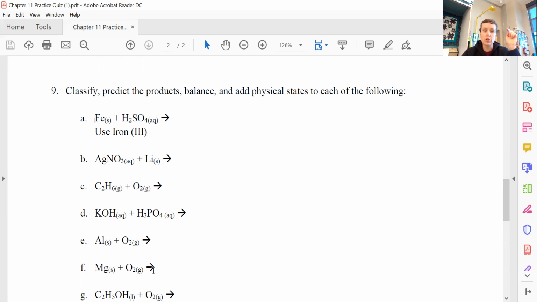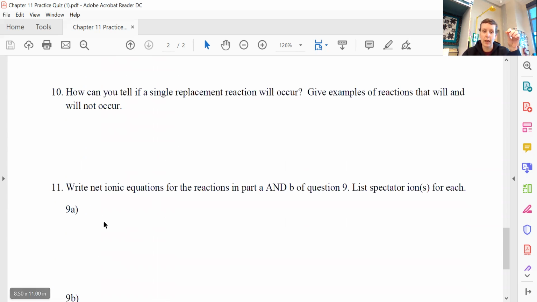And you're going to end up with 2, when you write 9A, 2 Fes, solid, no charge, plus 6 H plus aqueous, so 6 hydrogen ions. We got solid iron and hydrogen ions, react to form 2 Fe3 plus ions, aqueous, and 3 H2 molecules, which are a gas because it's diatomic, okay?